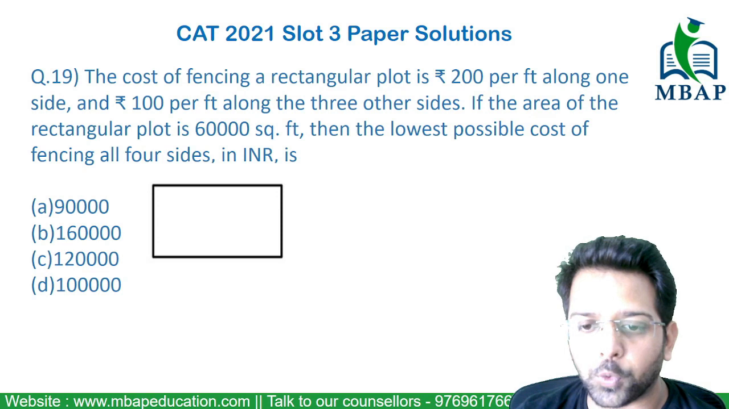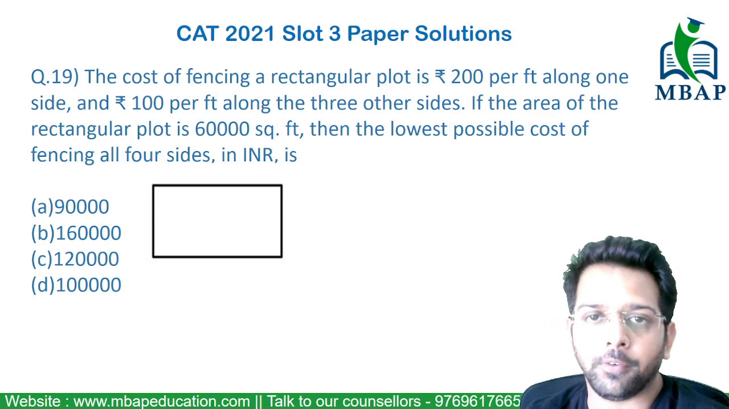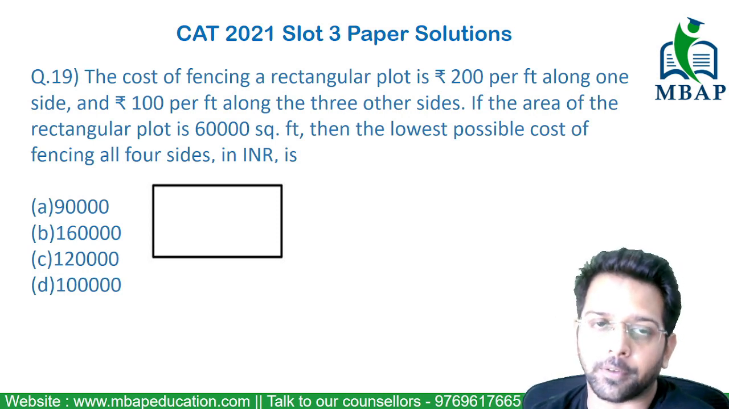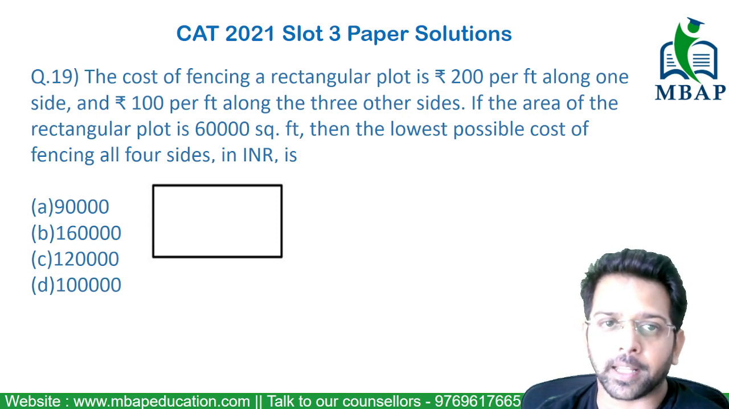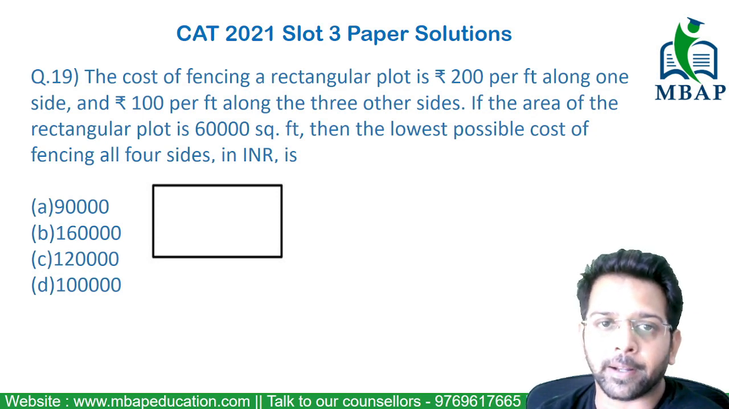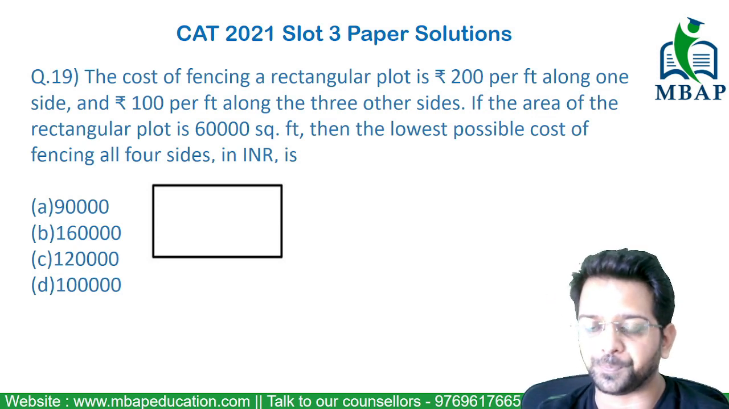Let's have a look at the next question. The question says, the cost of fencing of a rectangular plot is 200 rupees per foot along one side of the rectangle and 100 rupees per foot along the other 3 sides. If the area of the rectangular plot is 60,000 square feet, find the lowest possible cost of fencing all the 4 sides.